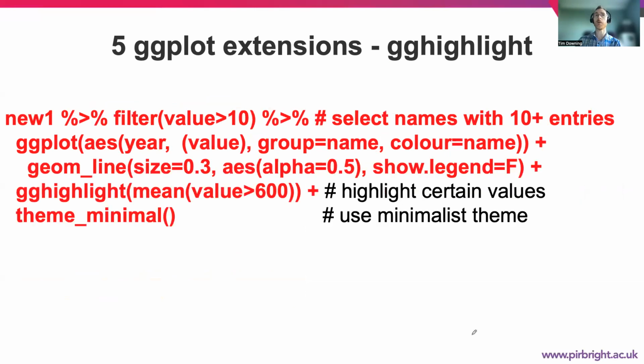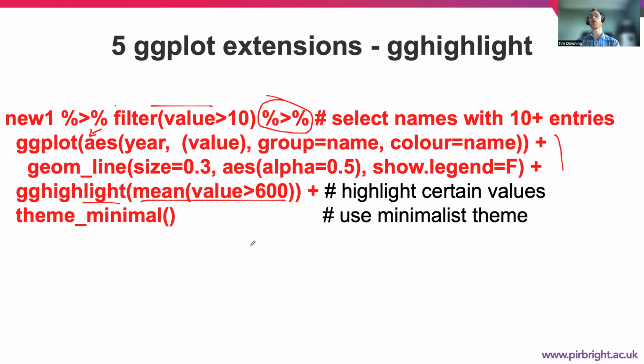And to do that, we can use dplyr. So we can take newnames, pipe it to filter on a frequency of at least 10 per year. So names with at least 10 entries. We have the same lines here for taking that data. So we don't have newnames at the start here because it's already piped into here. So this pipes that data set into ggplot. And then we add on our function gghighlight, and we're selecting the ones with a mean value greater than 600 in this instance. We could have other criteria.